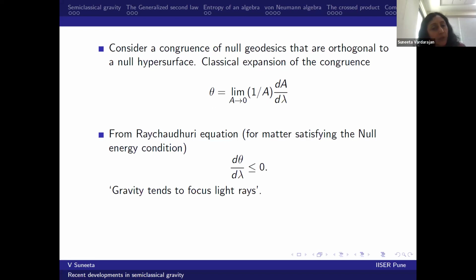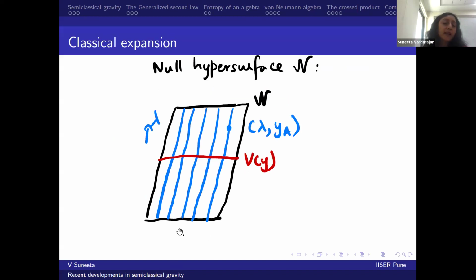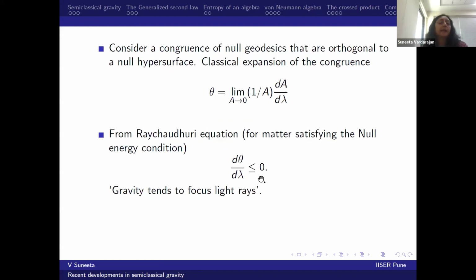Now, we know from the Raychaudhuri equation, which is one of the most important equations concerning these geodesic congruences, that if matter satisfies the null energy condition, then this particular inequality is always true. That is, d theta by d lambda is always less than or equal to 0. In other words, if I start with a theta which was positive, it would get smaller and smaller. If I start with a theta which is negative, it would get more and more negative. So this is sometimes stated as the property that gravity tends to focus light rays. What are my light rays here? My light rays are these null geodesics on this hypersurface. So the expansion always satisfies d theta by d lambda less than or equal to 0.